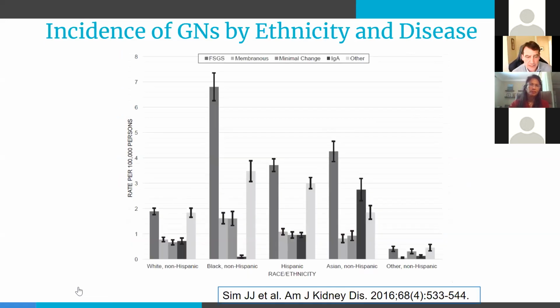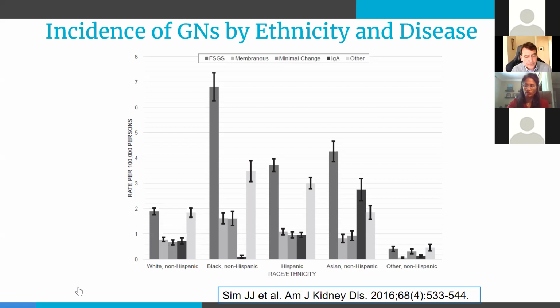IgA nephropathy does not seem to affect people of all races or ethnicity equally. So this is from the same study. In that schematic bar graph, the dark, almost black bars are IgA nephropathy. But you can see here that different diseases tend to affect different ethnic groups or different racial groups differently. So the very large gray bar in the black non-Hispanic group, for example, represents FSGS, and you can see that among blacks, FSGS is very common, but IgA nephropathy is that teeny tiny little bar, the fourth bar, so it's quite uncommon among African Americans or people of African descent.